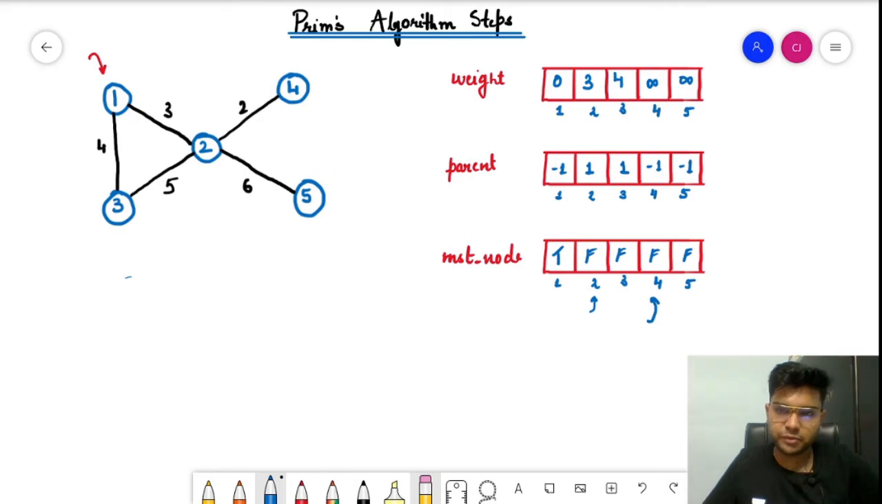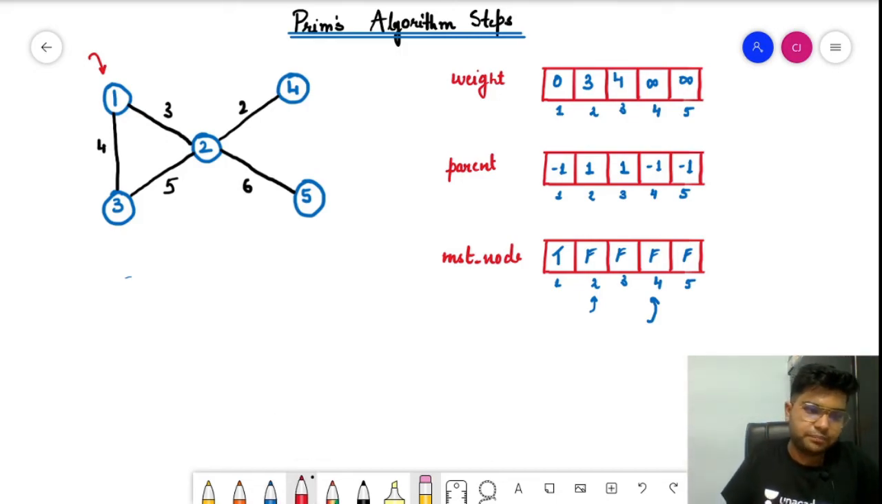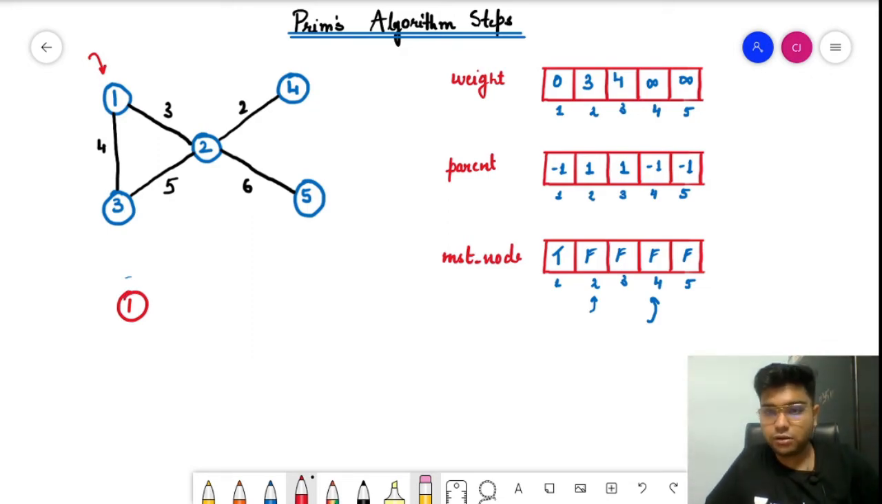We have explored its neighbors. Now the point is which node we should take into the MST. As of now we have only taken 1 as the node in our MST. Next, which node to consider? We'll take the node with the minimum weight possible which is not included in MST as of now.